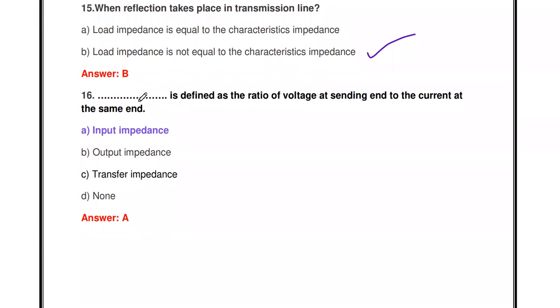The next thing: dash is defined as the ratio of voltage at the sending end to the current at the same end. It is said to be the input impedance. The input impedance of the transmission line is nothing but the voltage at the sending end divided by the current flowing in the sending end, Vs divided by Is. It is called the input impedance.